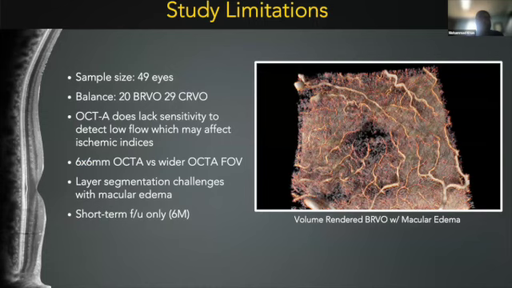And so just going over some of the limitations of our study, we recognize that the sample size is around 49 eyes. There was a misbalance between BRVO and CRVO eyes, where there's 20 CRVO and 29 CRVO. OCTA also does lack sensitivity to detect low flow, which may affect these ischemic indices. And there are layer segmentation issues that are known when eyes have macular edema or fluid in that eye that can cause some further issues. And this is a short-term follow-up study of only 6 months.